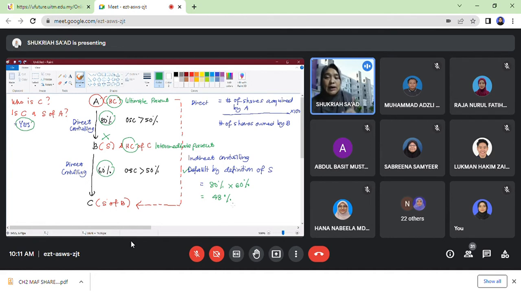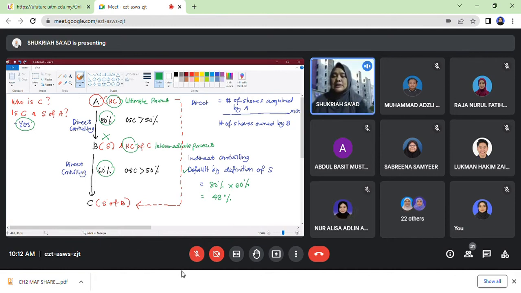Yes, remember, for indirect controlling. For direct, yes, it must be more than 50; if not enough, it becomes an associate. Not greater than 50% means it will become an associate. If more than 50%, then it is a subsidiary. But for indirect controlling, we only use default by definition. So if B is a child of A, then B's child is also a child of A. Clear? Clear, class? Okay. Clear, madam.